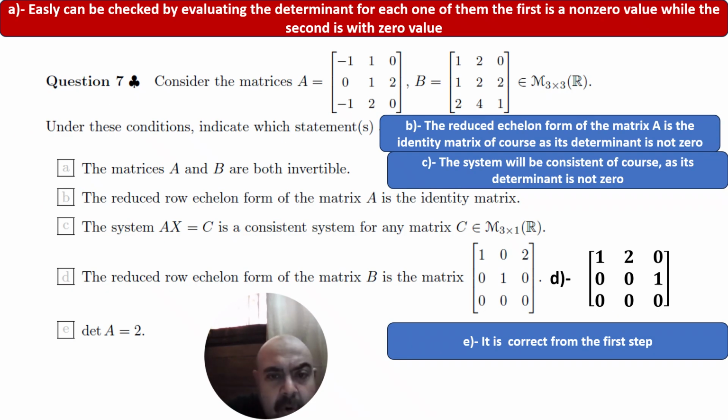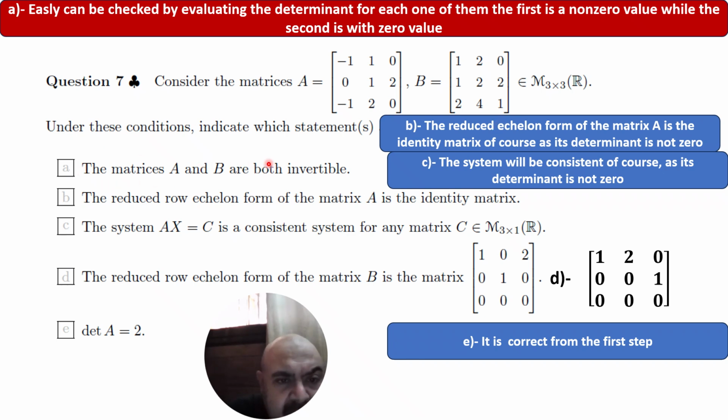Okay, let's go to question number 7. Question number 7 is going to be a direct one. It's not going to be difficult. He's giving you two matrices, and under these conditions, indicate which statements are correct.